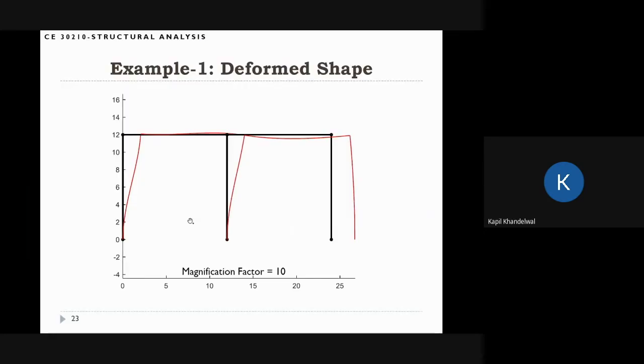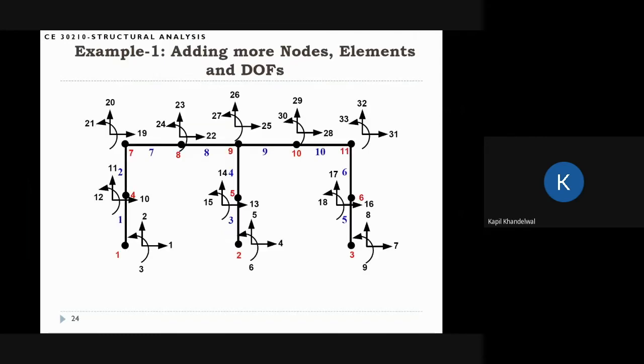So let me move forward. This is how we can solve this problem, and we can get our answers. But there's another way to solve this problem. In the second case, I'm adding more elements and more nodes. I'm subdividing every element into two elements. So instead of considering one column from this node to this node, now I'm considering two columns. I'm adding one more node at the center, and I've added one more node at the center of the beam also. It's perfectly fine.